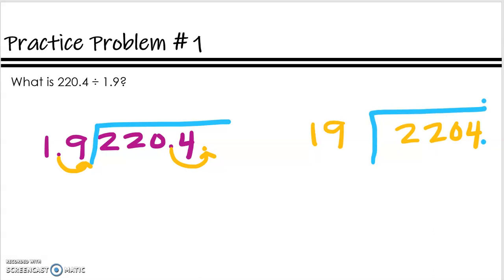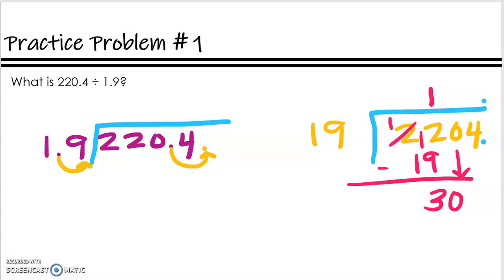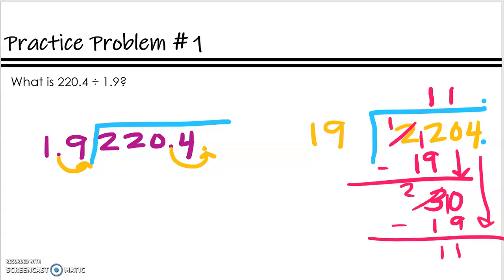So 19 doesn't go into 2, but it does go into 22 one time. 1 times 19. I subtract, and I end up with 3. Bring down my next number. 19 goes into 30 one time. And that is 11, and I'm going to bring down my 4. Now, I'm not really sure how many 19s go into 114, so I got to come over here and kind of investigate. Let's start with 5.